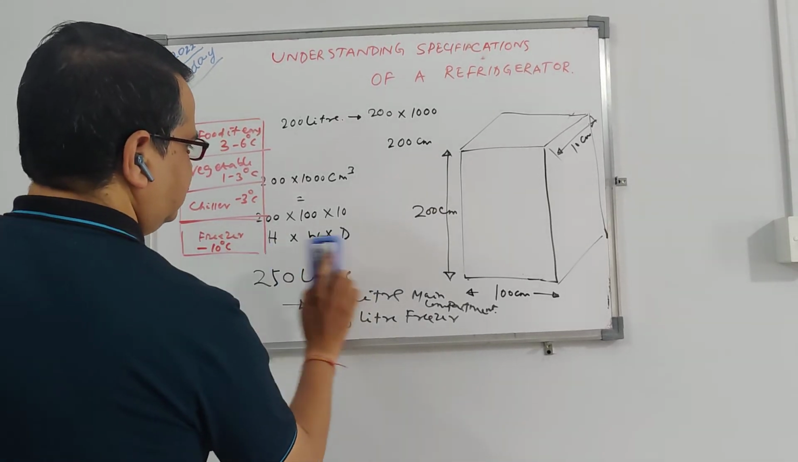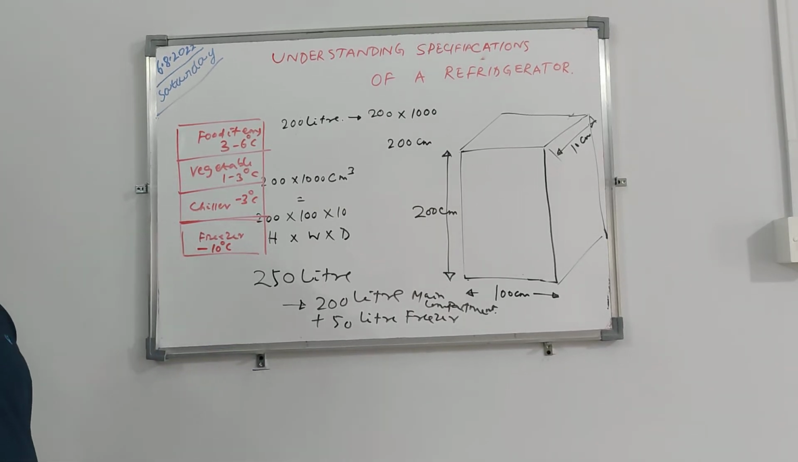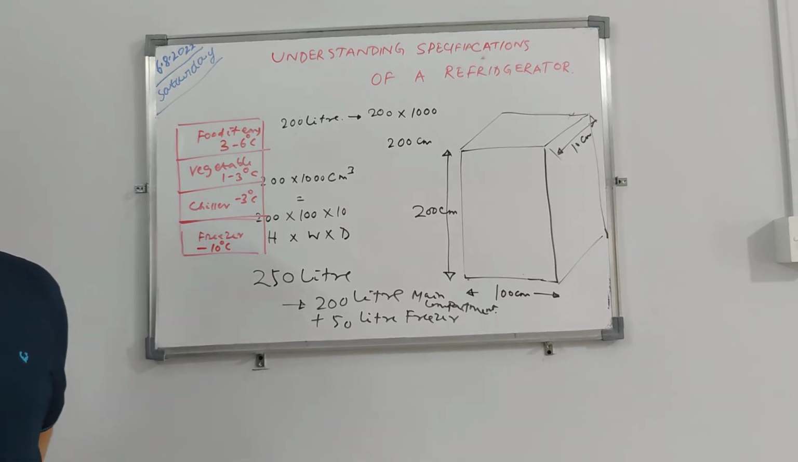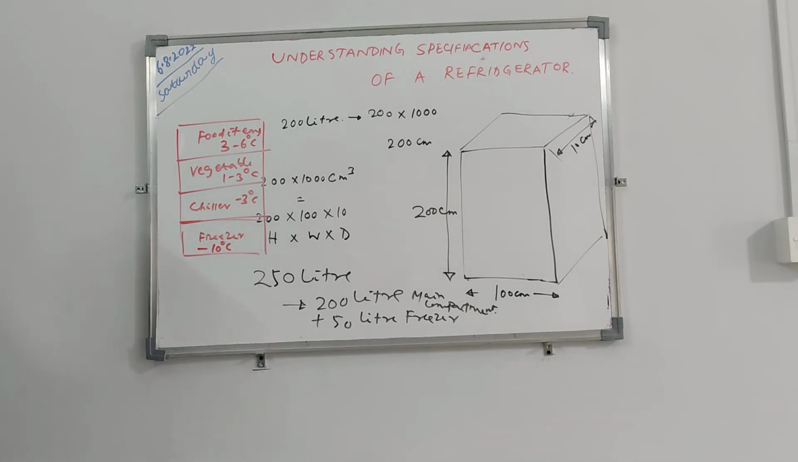So one specification we have covered. Nowadays, when we are buying an air conditioner, they ask, are you going to take a 1.5 ton AC or are you going to take a 2 ton AC? So what does that tonnage mean?